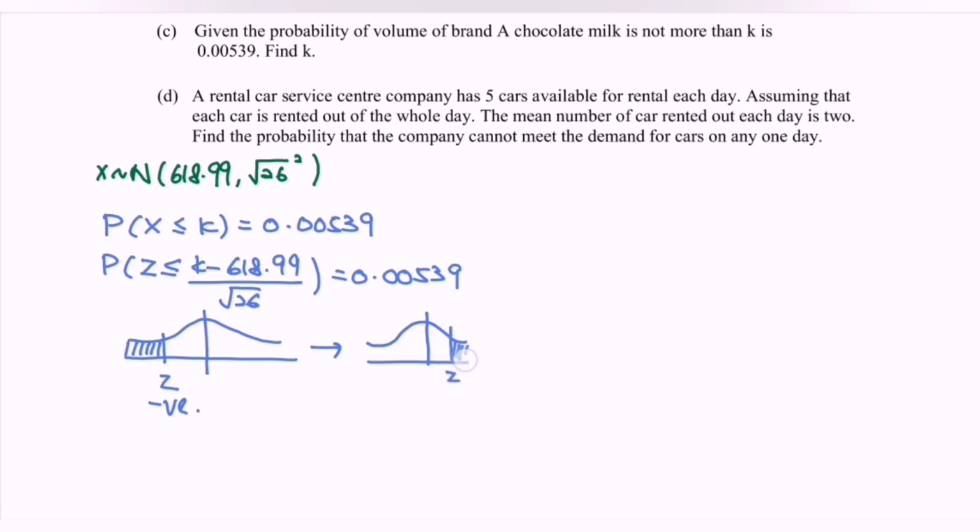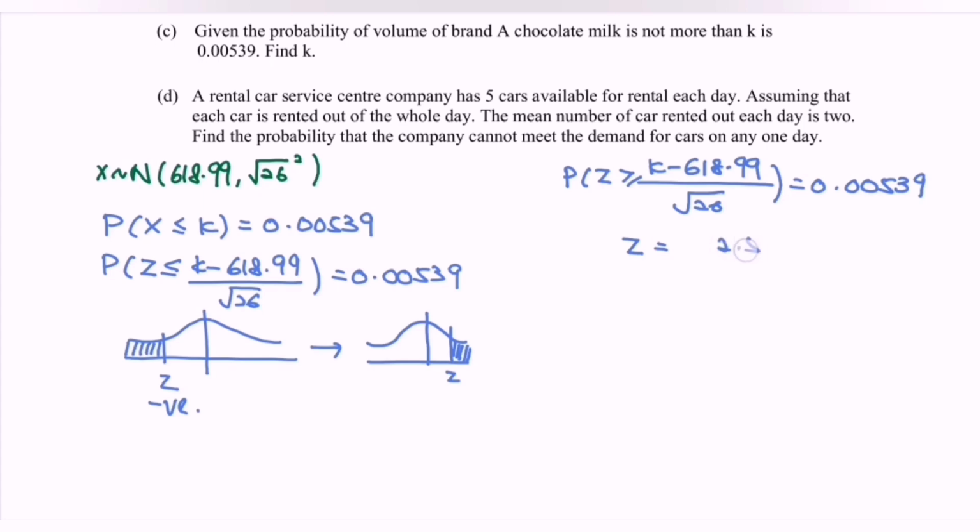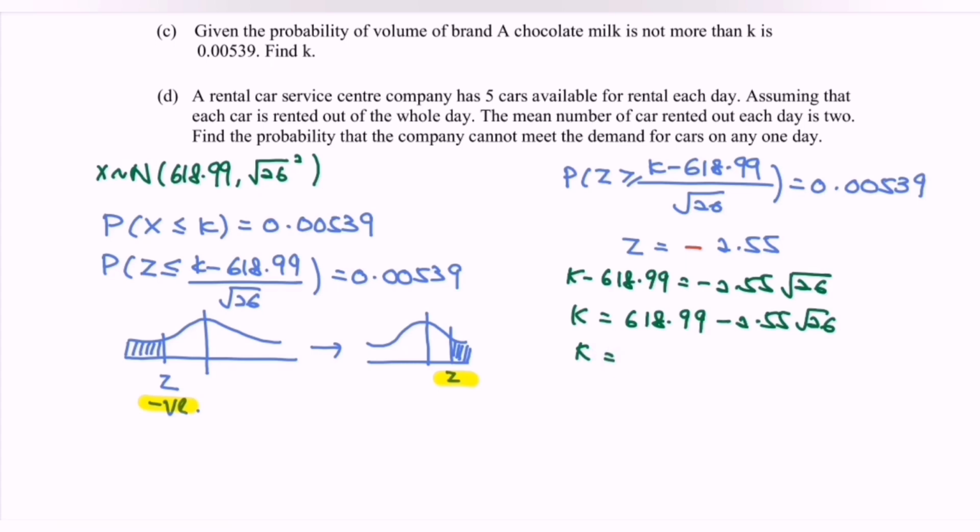So here we have the Z. We write the formula. So the probability that Z is greater than or equal to (K minus 618.99) over the square root of 26 is 0.00539. Referring to the table, we have 2.55. If you notice, the value of Z is 2.55, but in the original question Z actually is negative. So from here, we have negative 2.55. So kindly substitute: K minus 618.99 equals negative 2.55 multiplied with the square root of 26. So K will be equal to 618.99 minus 2.55 multiplied with the square root of 26. So K will be equal to 605.99. If we round up, K will be approximately 606.